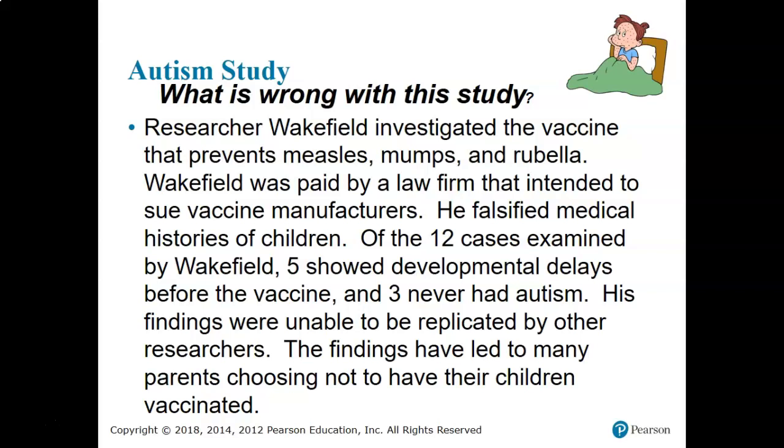Okay, so on this particular one, I'm not going to read it because you can read it, but if we look at this, a couple things here, they're going to be paid by a law firm that intended to sue vaccine manufacturers. So there's a self-interest there by the law firm, and therefore that would be a problem with the study. Obviously, falsifying medical histories would not be appropriate to do as part of a study. The 12 cases is a very small number of cases, so that would be problematic. And then they're unable to replicate the findings. That is going to be a problem as well. Because in a good study, somebody else should be able to go and follow the procedures and replicate their work.